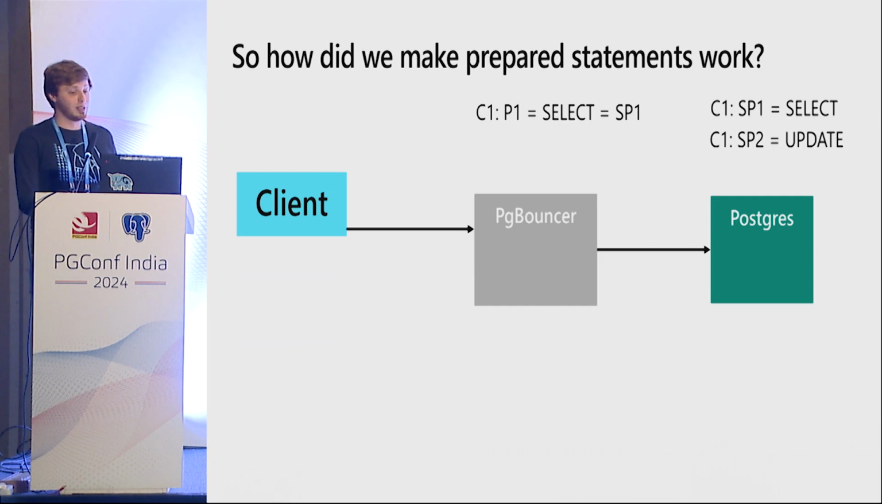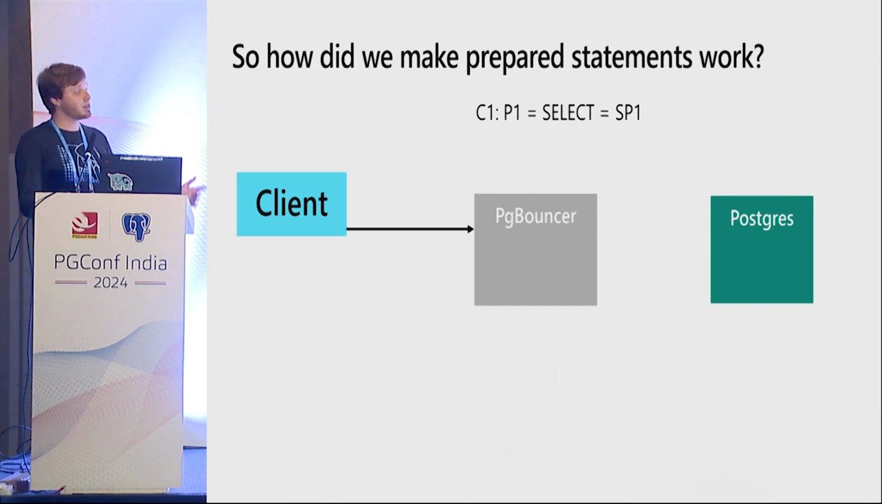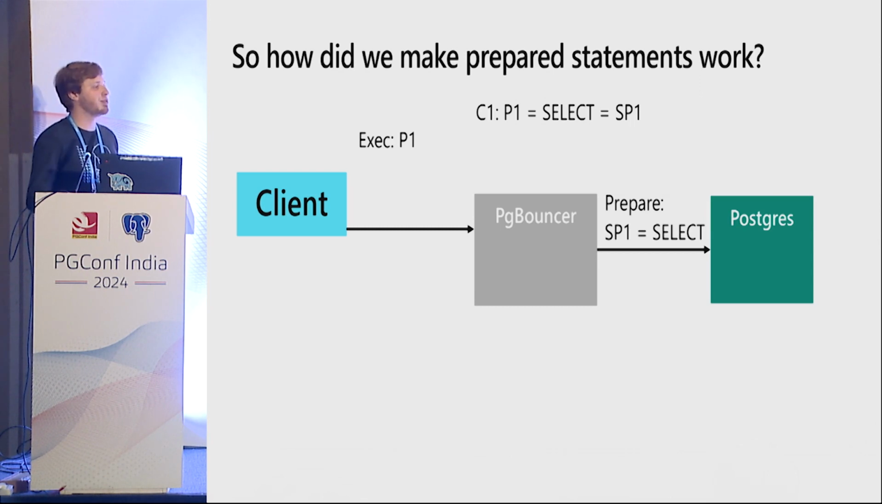Great. This client goes away. We wait a bit. Again, just like before, where we would get the problem, the cache on Postgres disappears. So then, when we execute, what's going to happen now? Well, PGBouncer realizes that this connection is new and it doesn't have sp1 prepared. So it will secretly, without the client having to request it, re-prepare this prepared statement on Postgres.